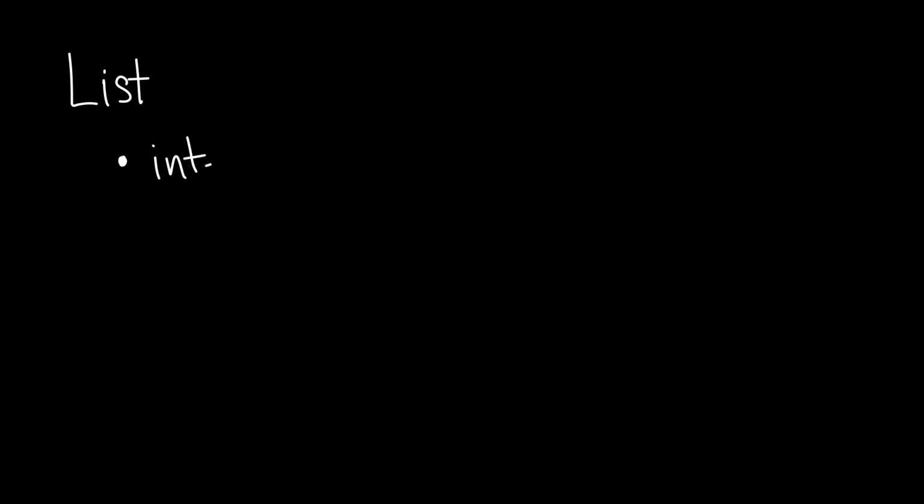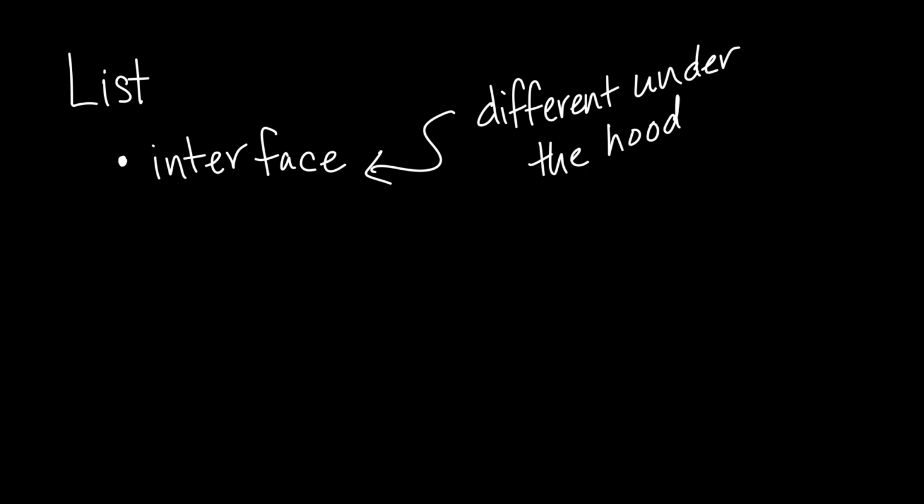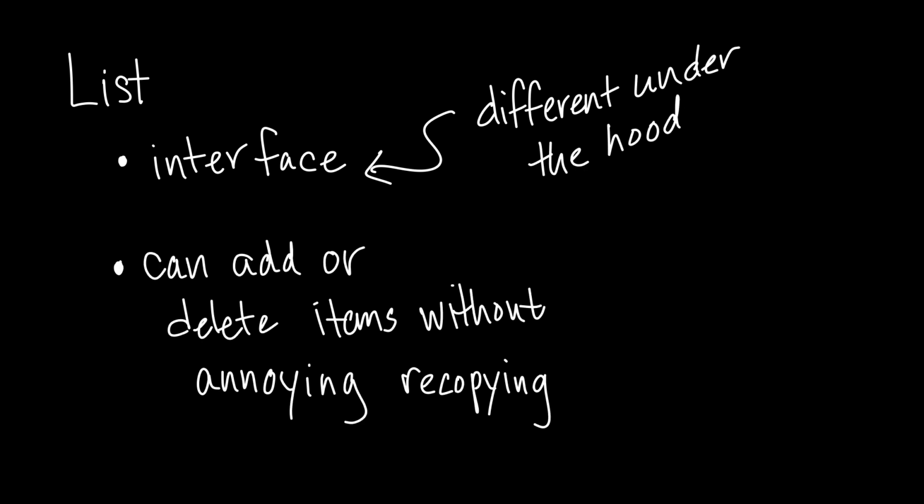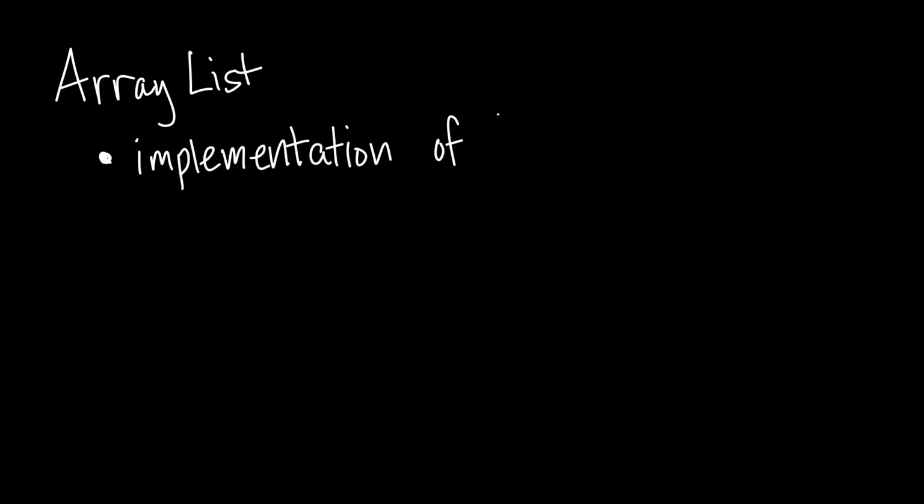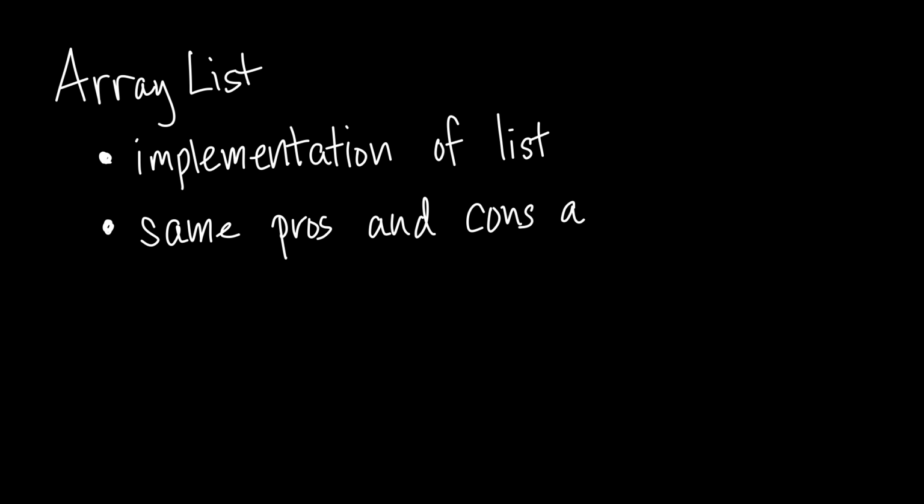A list is an interface. That means it's a set of procedures that can take different forms under the hood. It's similar to an array in that it's an ordered collection of data, but it means we don't have to worry about all of the nonsense every time we need to insert or delete something in our array. You can make a list with arrays. Sometimes it's called an array list. It's just another implementation. It has the same pros and cons as arrays.